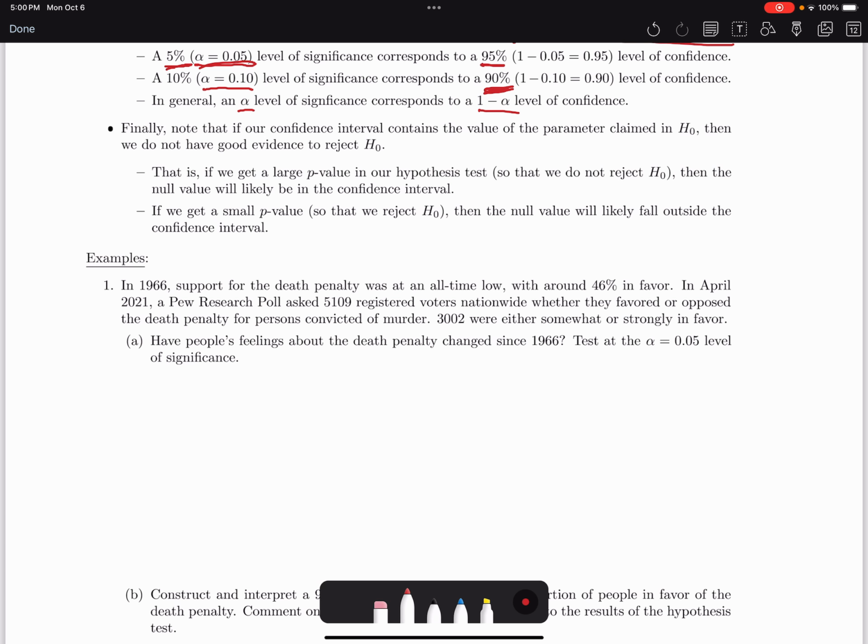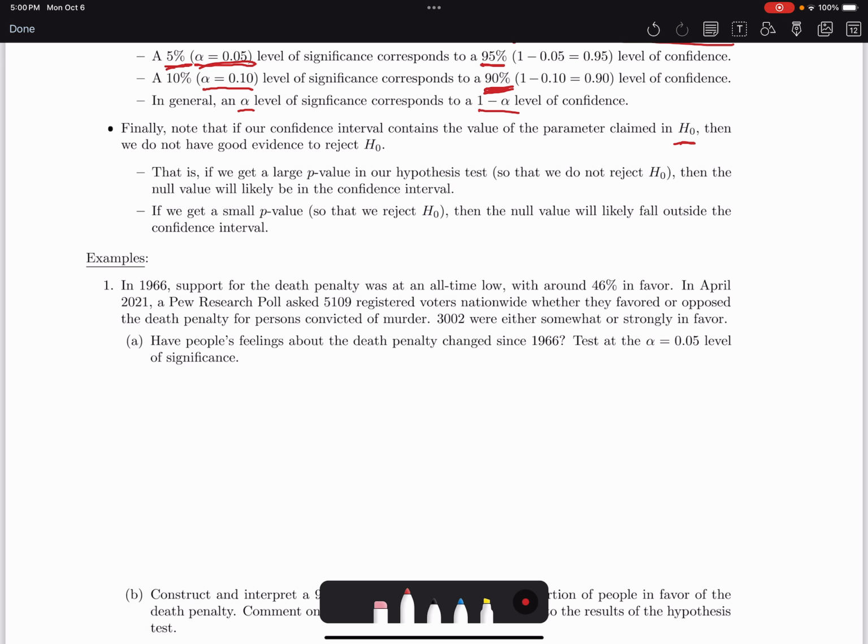If our confidence interval contains the value of the parameter claimed in the null hypothesis, then we really don't have good evidence to reject the null hypothesis, right? So think about it. If you construct a 95% confidence interval for the proportion, and the interval that you construct has the population proportion from the null hypothesis inside of it, then that estimate from the null hypothesis for that population proportion is a pretty decent estimate because it falls within our confidence interval, and therefore we would not reject the null hypothesis. Same thing goes for a mean, right?